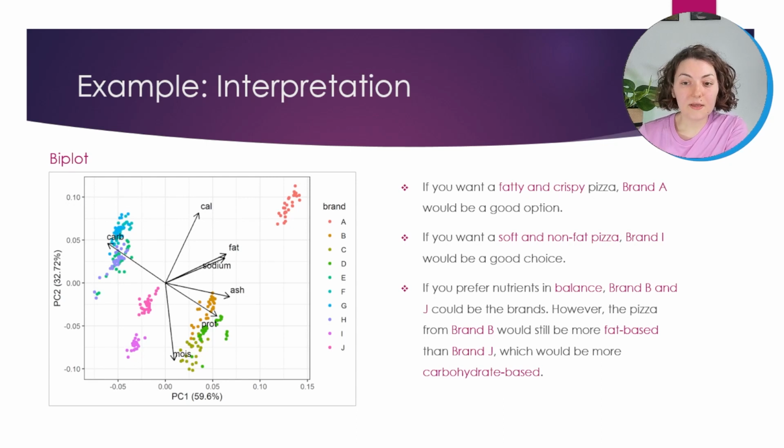Or alternatively, if one prefers a balance of nutrients, brand B and J could be the brands. However, the pizza from brand B would still be more fat-based than brand J, which would be more carbohydrate-based. I leave the interpretation of other brands to you.